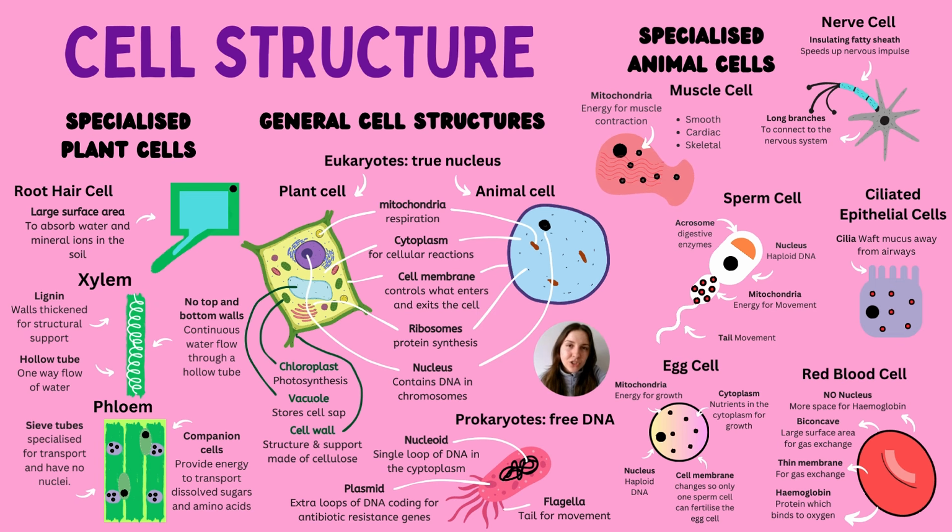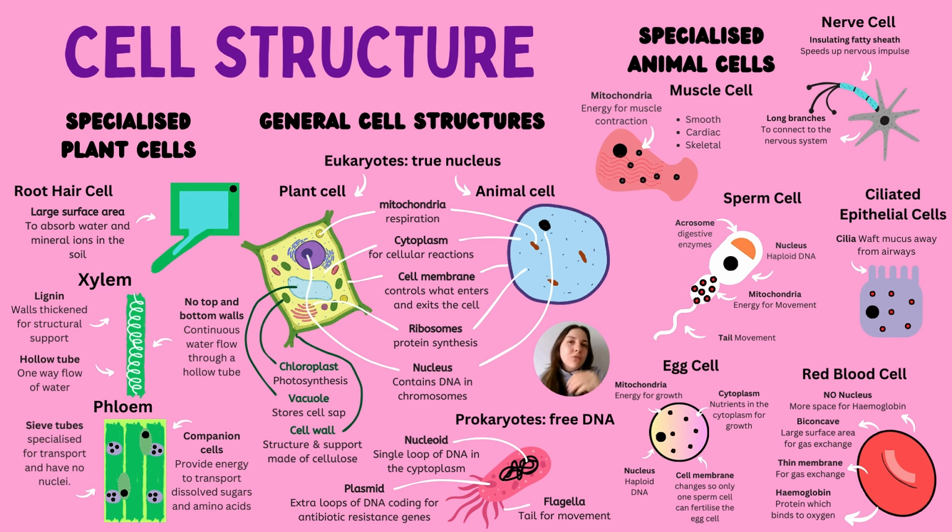So cell structure and cell biology in general is one of the first topics. So let's talk about it. You need to know quite a few things. So let's start off with the general structure and function of cells. We have two categories of cells, the first one being eukaryotic cells. These have a true nucleus and DNA, which is often found in chromosomes. This includes plant cells and animal cells.